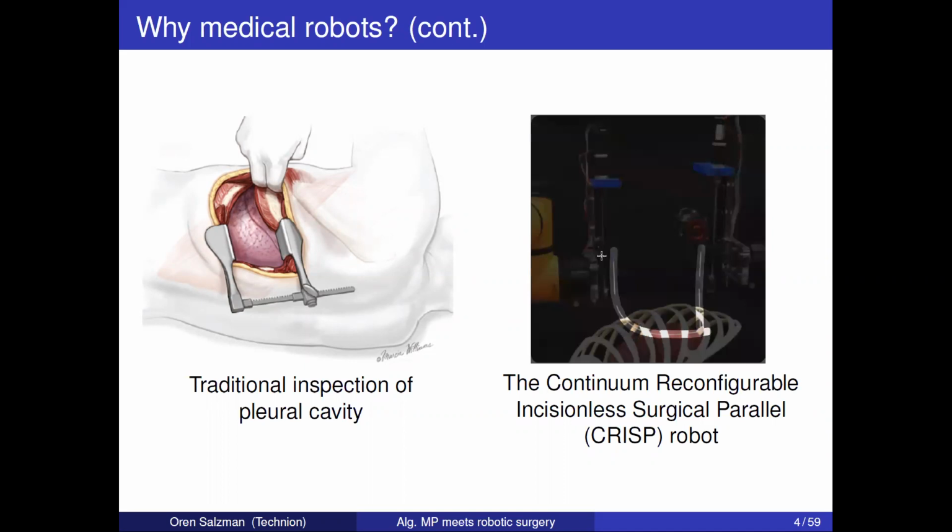And we see that it has these needle-diameter tubes that assemble into a parallel structure inside the rib cage. And we're going to have a chip-tip camera mounted at the end of one of these tubes, which is going to allow us to inspect the region of interest that we care about.